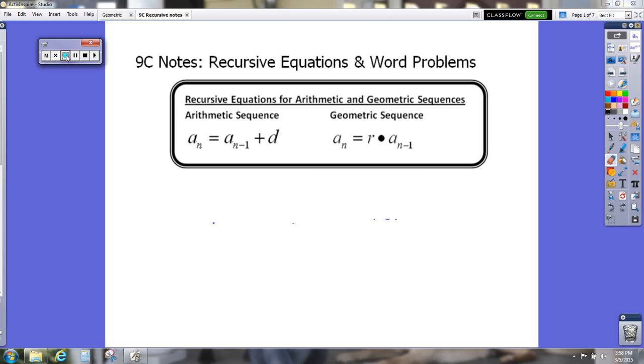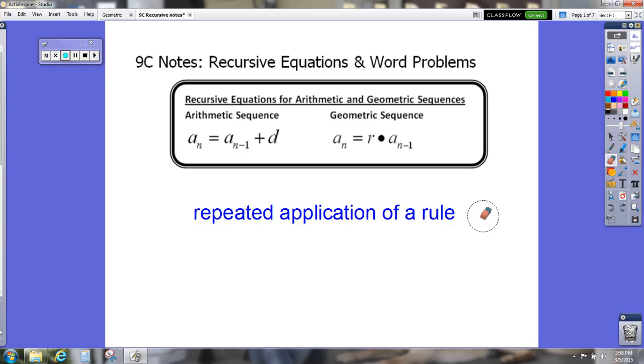These are notes 9C, recursive equations, and word problems. All right, so we have two more equations that we're going to use for our arithmetic and geometric sequence. The word recursive means a repeated application of a rule.